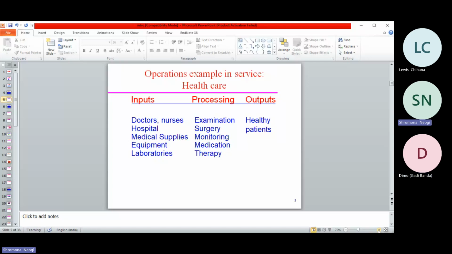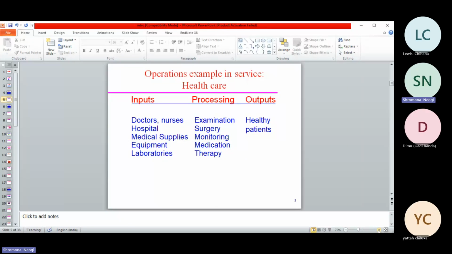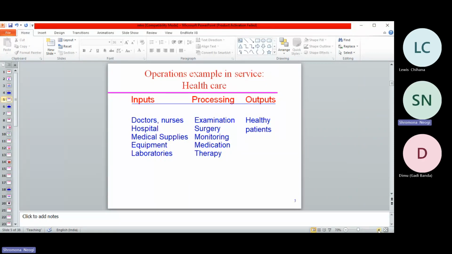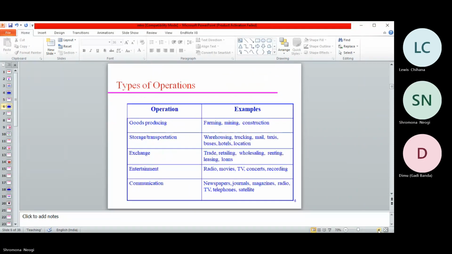You see, the processing or the operations is everything that will deliver healthy patients. So we have to first understand that whenever we think of operations, we will not limit our thought only to product oriented industries. Operations is also about service oriented industries as well, right? It is core to any organization.